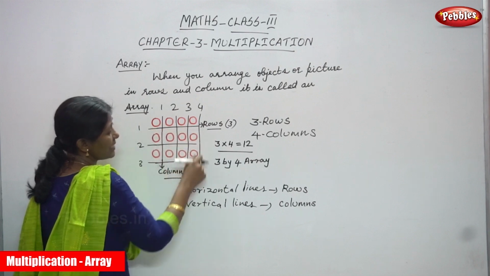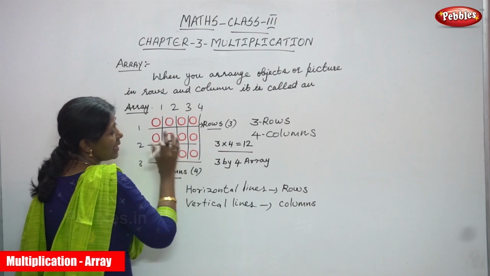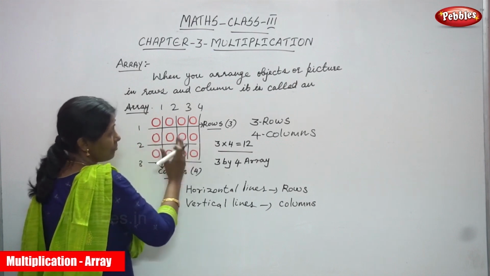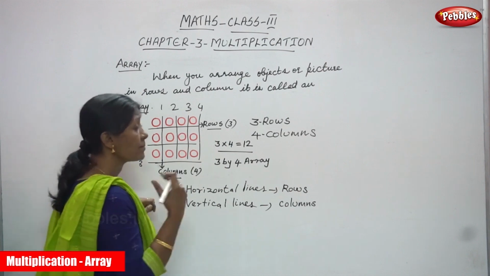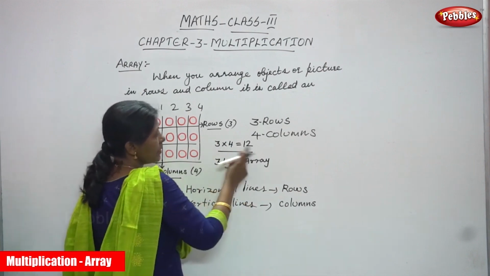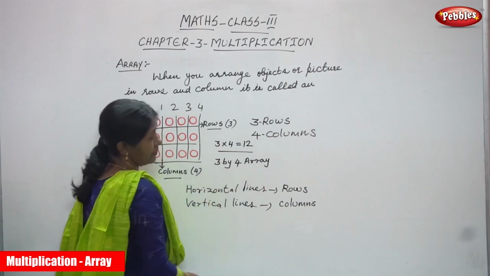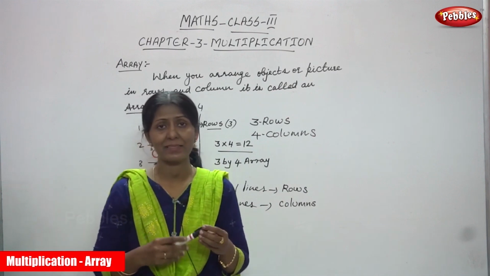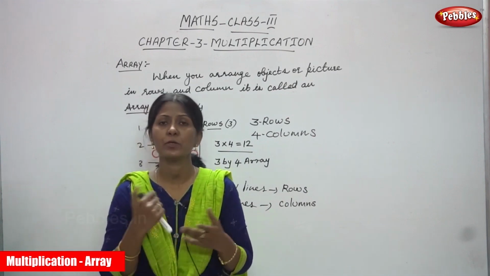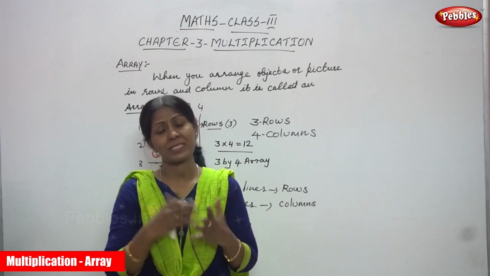Each group we can consider as a column, that is 4 columns. So the 3 rows are equal. Now we multiply with each group. How many groups? That is 4 groups, that means 4 columns. So we get 3 into 4, that is 12. So 3 by 4 array. This is the concept. I think you understand the array concept very clearly. Especially in this concept we are using the multiplication method with the help of objects or pictures.